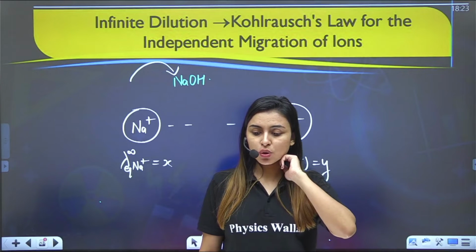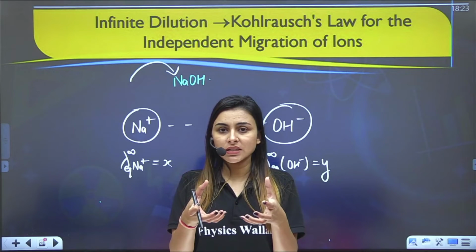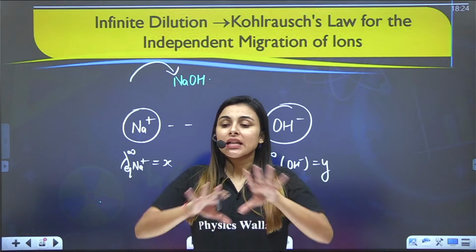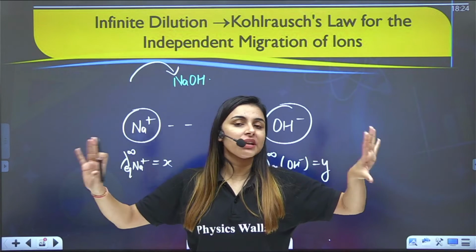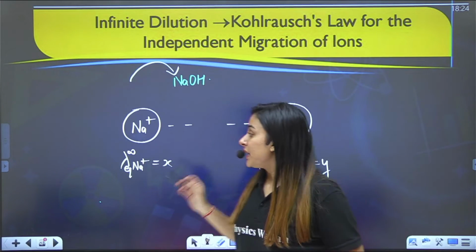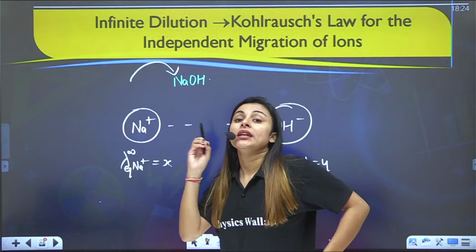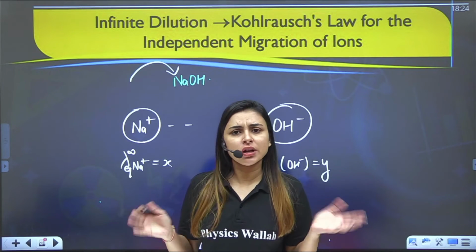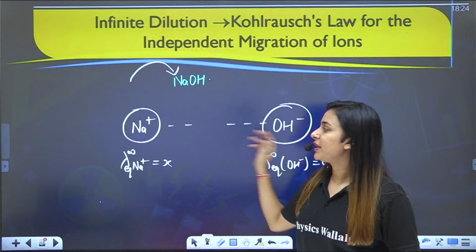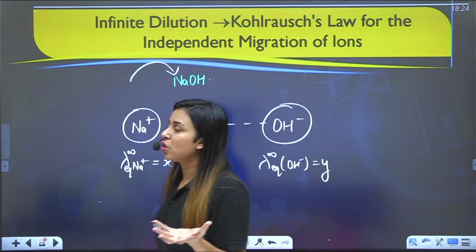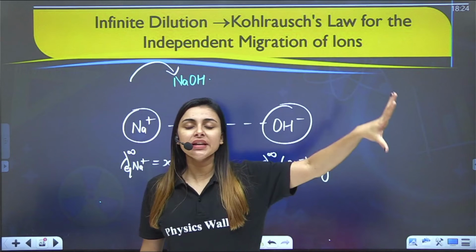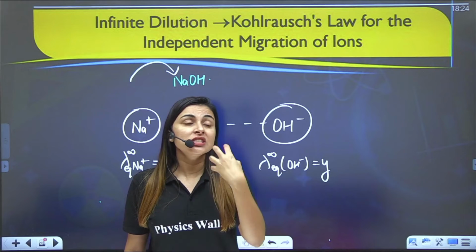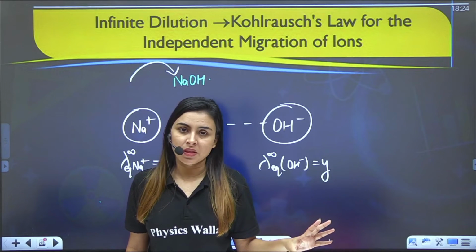So what did Kohlrausch do? Kohlrausch took an electrolyte, let's say a strong electrolyte, and increased its dilution to such an extent that the ions were far away from each other and they don't have any interaction with each other. Now he calculated their individual limiting molar conductivities or limiting equivalent conductivities. Yes, for strong electrolytes we can calculate. So he calculated for the individual ions, and what he said was that these limiting molar conductivities at infinite dilution of the individual ions are their fingerprint. That is, it is a specific value which cannot change, which will never change.